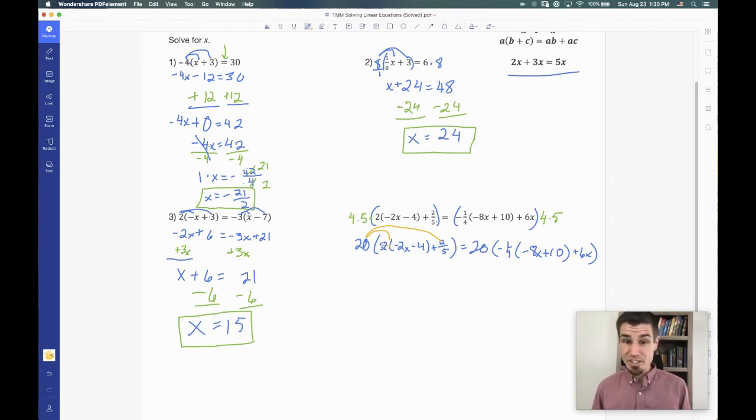The 20 is just going to multiply by the number on the outside. So 20 times 2, that gives us 40. And these parentheses are still here. We still have negative 2x minus 4. And now we do 20 times 2/5. So 20 times 2/5 is the same as 20 over 1.